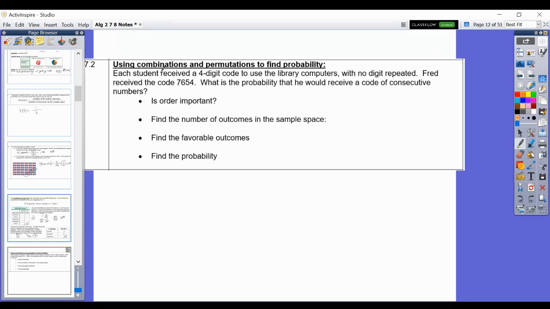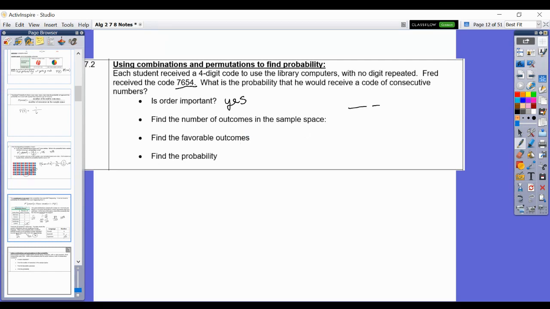So here's our first example. Each student received a 4-digit code to use the library computers with no repeating digit. That's important. Fred received the code 7654. What is the probability that he would receive a code of consecutive numbers? First question, is order important? Yes. If I don't have the numbers in the right order, then I don't have a code, and it's not going to work. Find the number of outcomes in the sample space.